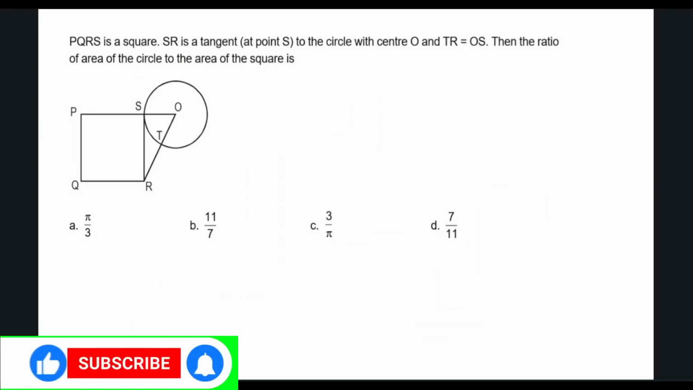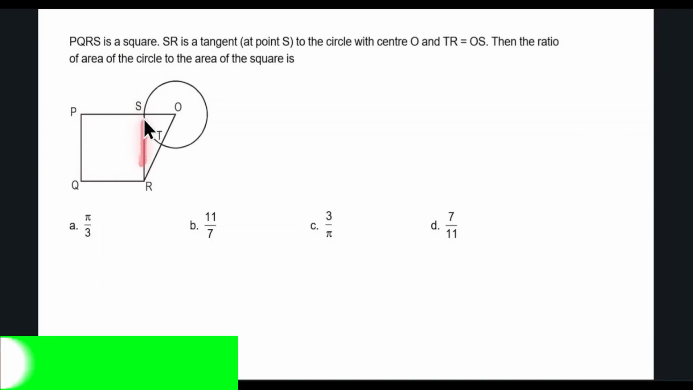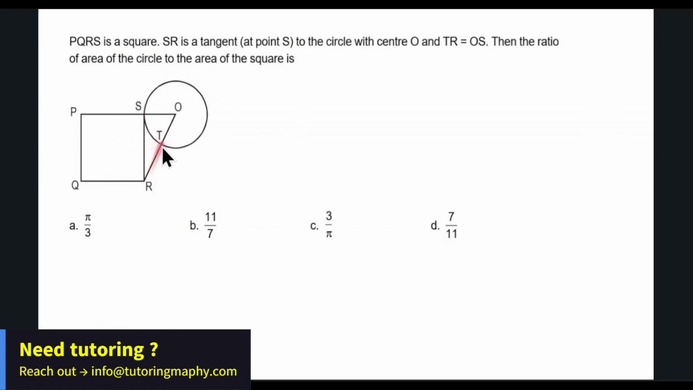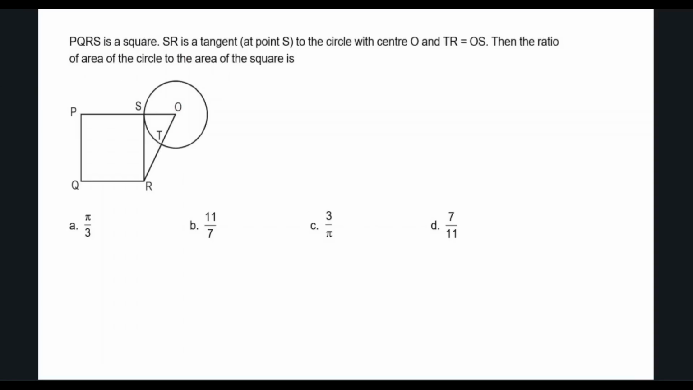Right, this one is on geometry. It says that there's a PQRS, that is a square, and SR is a tangent to the circle at point S, and TR, this guy, and OS as in this guy, these are equal. So I'm going to mark OS and TR, these guys are equal. Then what is the ratio of the area of the circle to the area of the square?